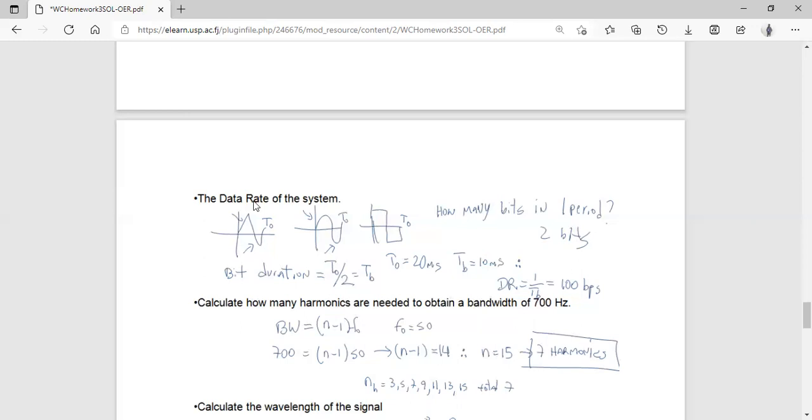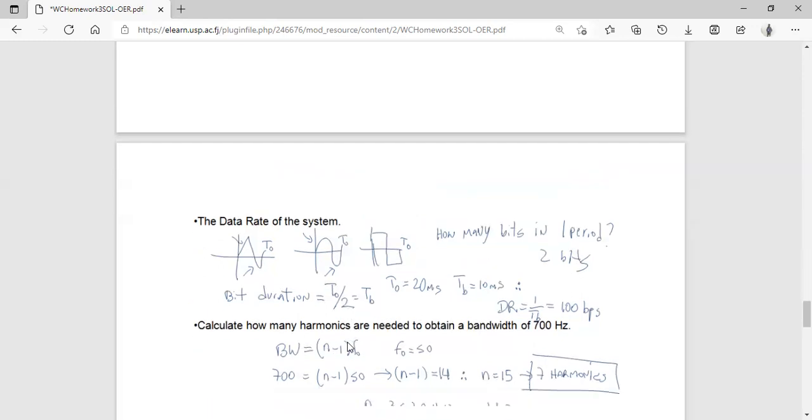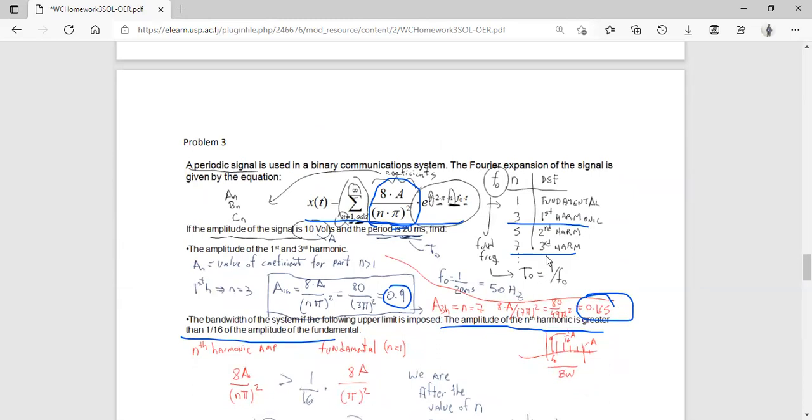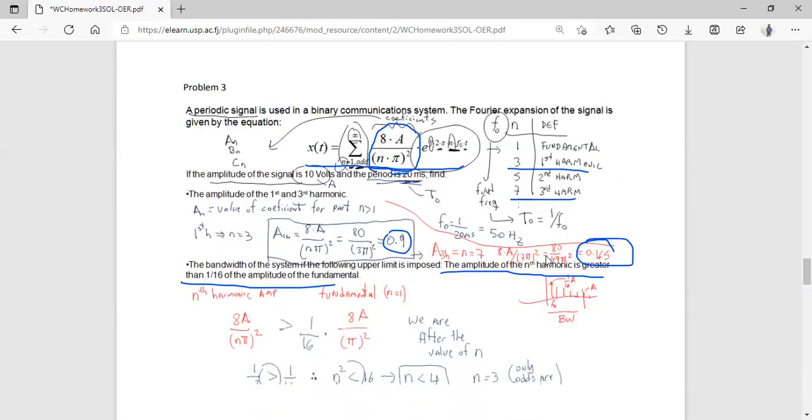Now calculate how many harmonics are needed to obtain a bandwidth of 700 hertz. Bandwidth is given by n minus 1 times f naught. We need to find how many harmonics are needed. When we say harmonics, we need the n value. If we know the n value, we can use this particular table to calculate the nth harmonic, or name that particular harmonic.